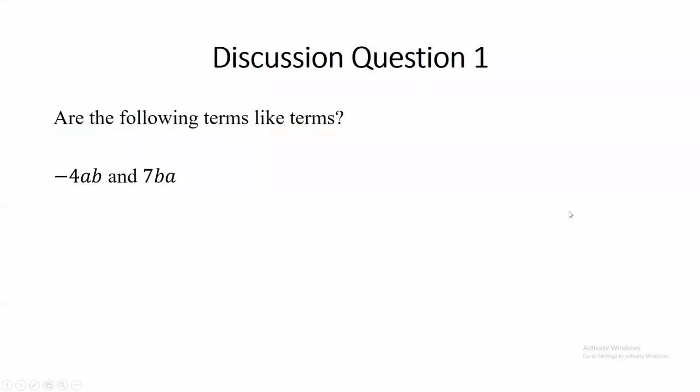Now we're going to talk about two problems which will illustrate common student mistakes. The first problem right here: are the following terms like terms? We have -4AB and +7BA. Are these terms like terms? The confusing part is that even though they have the same letters, A and B, they are written in different order. Does the order matter?